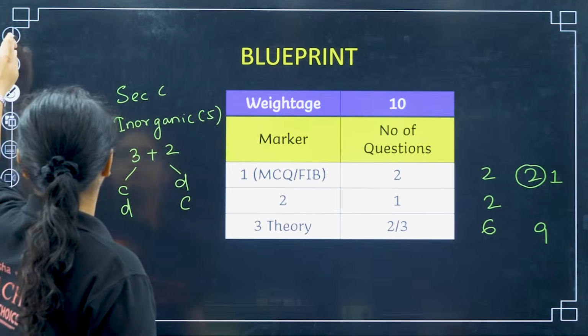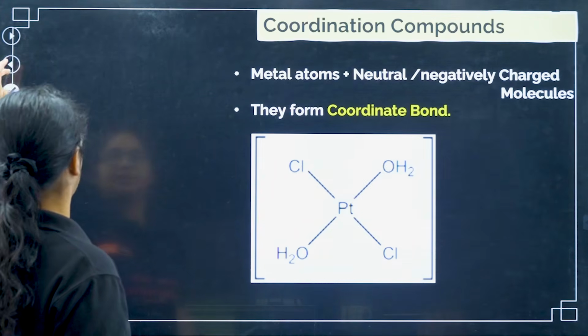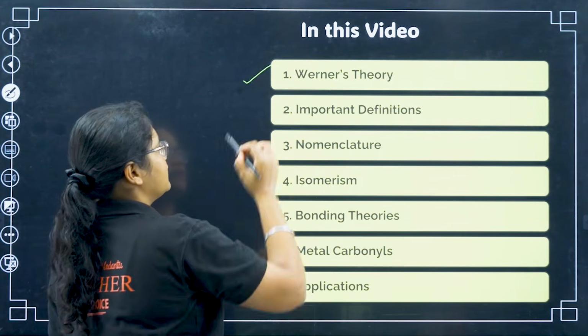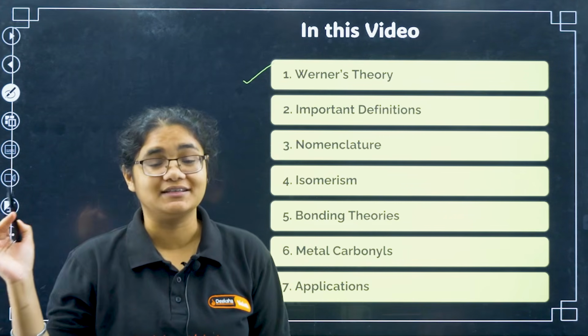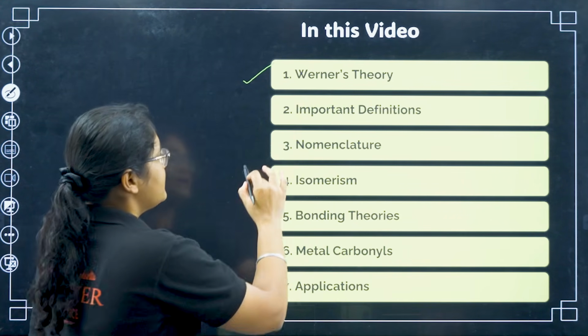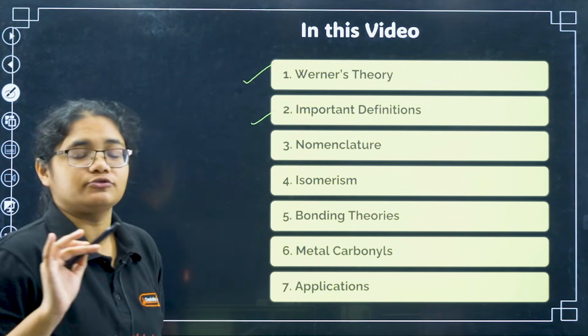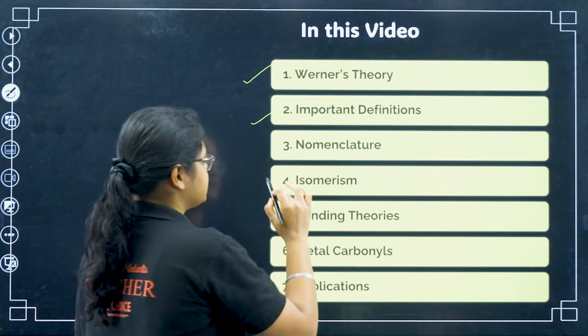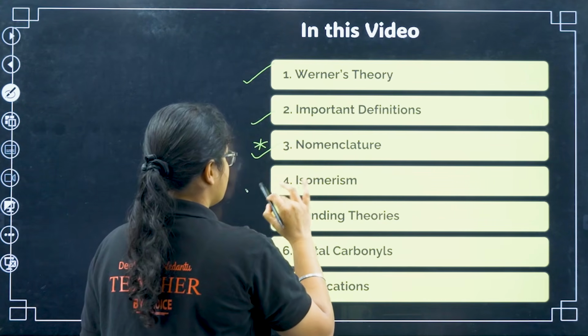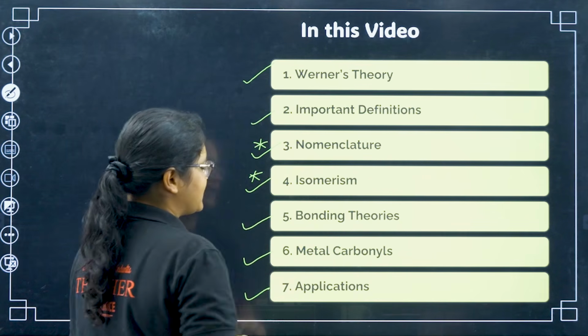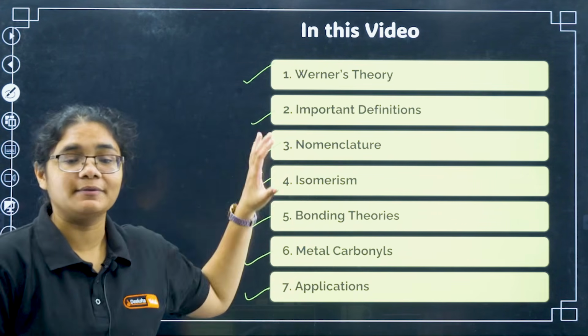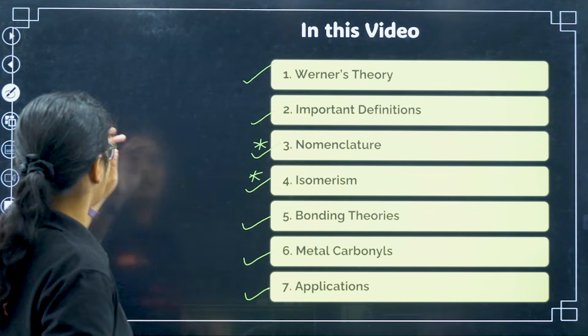Now let's move to the topics that we have in this chapter. First we will talk about Werner's theory. Many times the postulates of Werner's theory are directly asked in the exam. Next, some important definitions, which can also be asked in a 2 marker question very easily. Nomenclature, a very important topic. Isomerism, a very important topic. Bonding theories, metal carbonyls, and applications. So 7 topics are there for discussion. Let's start one by one.